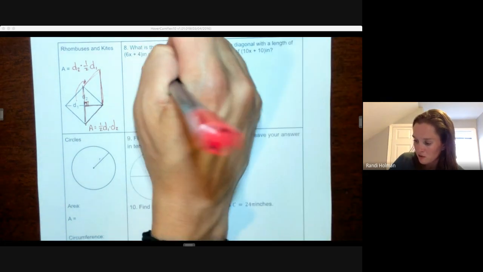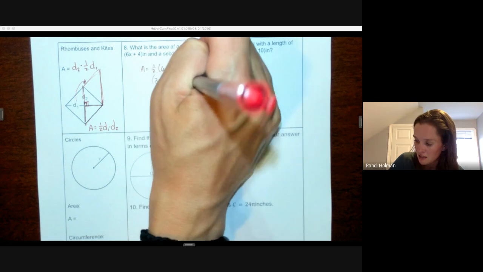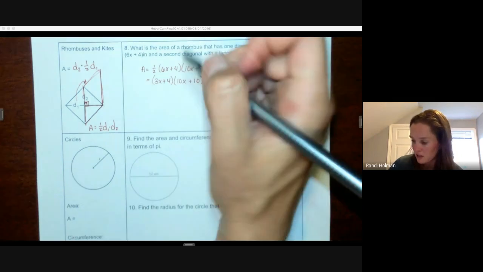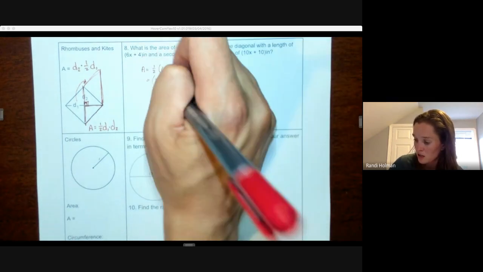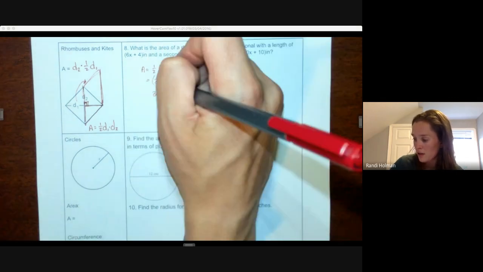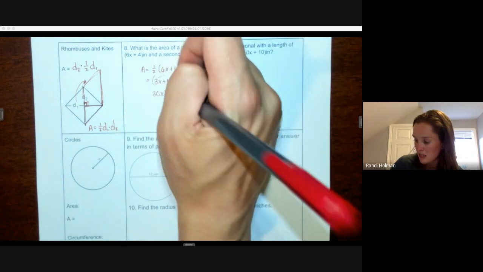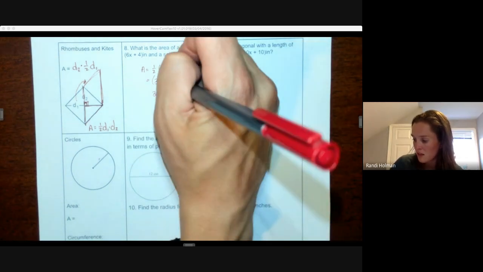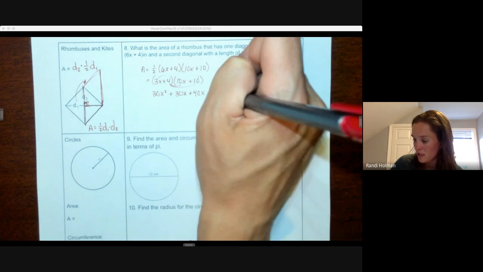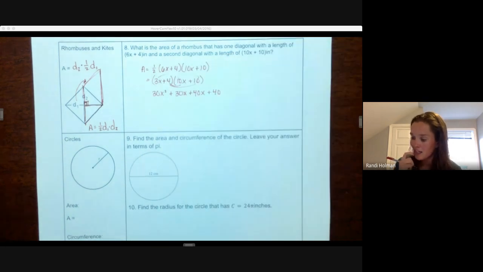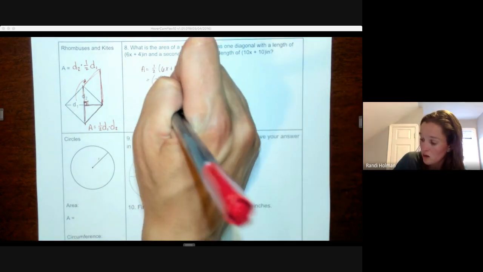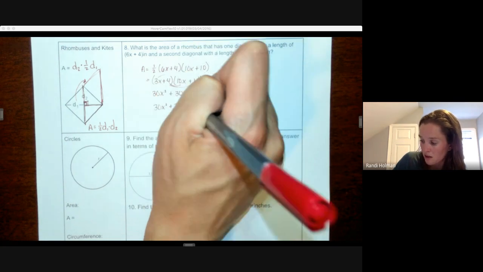So we get 3x plus 4 times 10x plus 10. And then remember, if you have binomials, we need to multiply everything times everything. So we're going to take this 3x times both things. So 3x times 10x, 3 times 10 is 30, x times x is x squared. 3x times 10, 3 times 10 is 30, and then we just have that x there. And then we also have to distribute the 4 to everything. So 4 times 10x is 40x, and 4 times 10 is 40. Okay, combine any like terms we have here, which is just this 30x and 40x. So we get 30x squared plus 70x plus 40.